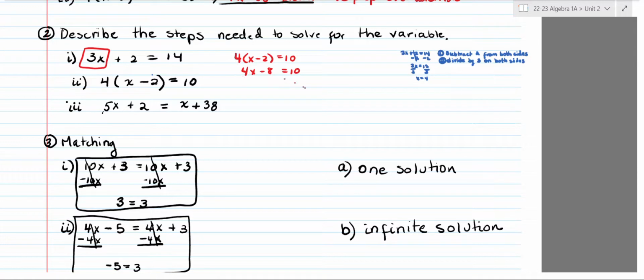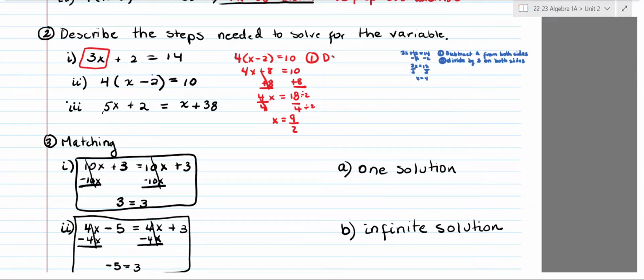All right, so that was a distributive property. Let me put a little reminder here. And then I'm going to add 8 to both sides. So I have 4x equals 18. And then lastly, I'm going to divide by 4 on both sides. So then x will be equal to, I guess we can simplify, right? So it's going to be 9 over 2.